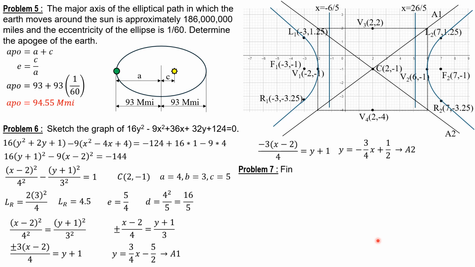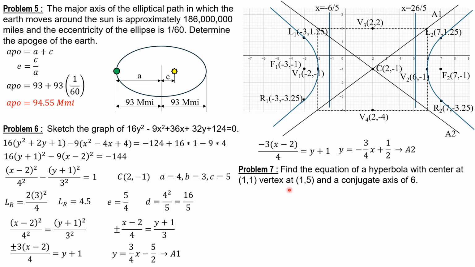Then, let's have problem 7. Find the equation of a hyperbola with center at (1,1), vertex at (1,5), and a conjugate axis of 6. So center at (1,1), which is here. One vertex is at (1,5), which is above. So that means the hyperbola has its transverse axis parallel to the y-axis. So the expected equation is (y minus k) quantity square over a square, automatically a square for the positive term, minus (x minus h) quantity square over b square equals 1. So that's the expected equation. So h is 1, k is also 1, no problem.